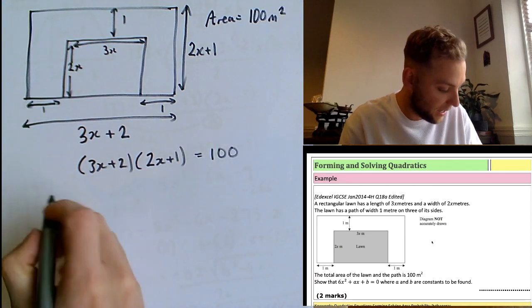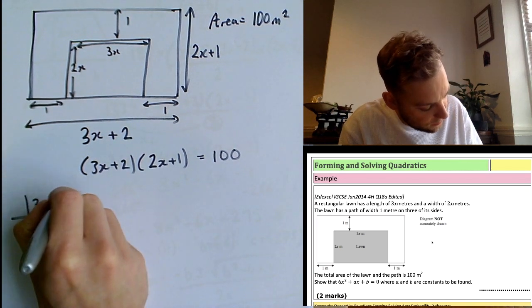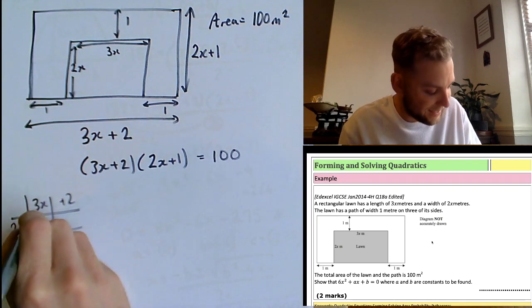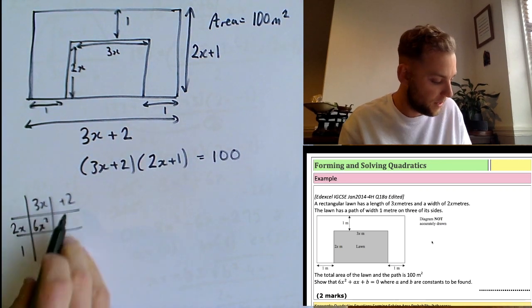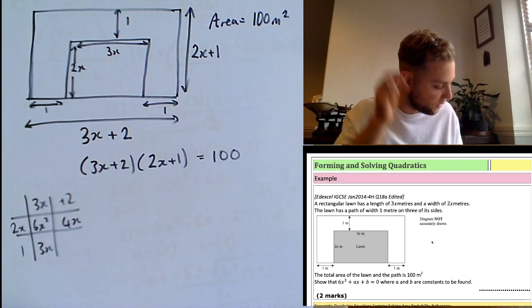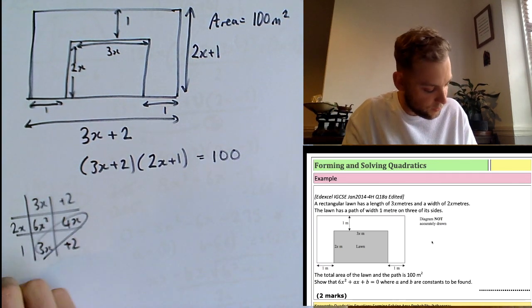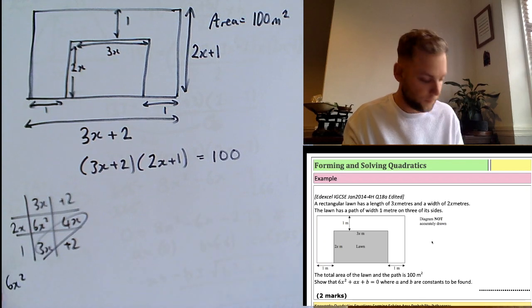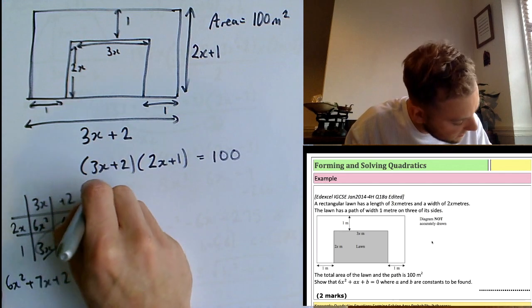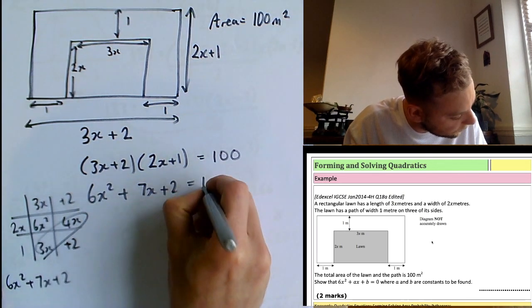We expand this out. Again, I like to use the grid method. 3x plus 2, 2x plus 1. 2x times 3x is 6x squared. 2x times 2 is 4x. 1 times 3x is 3x. 1 times 2 is plus 2. So we bring these ones together, so we end up with 6x squared plus 7x plus 2. So all of this is 6x squared plus 7x plus 2, which is equal to 100.